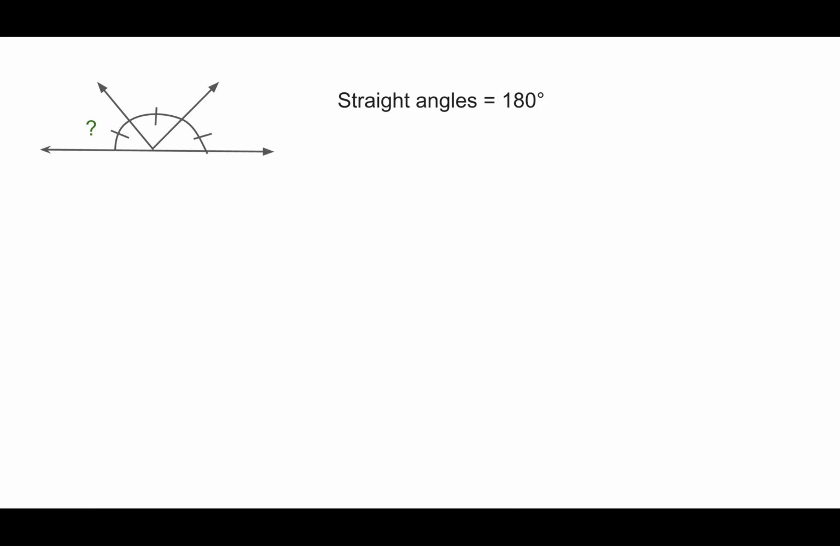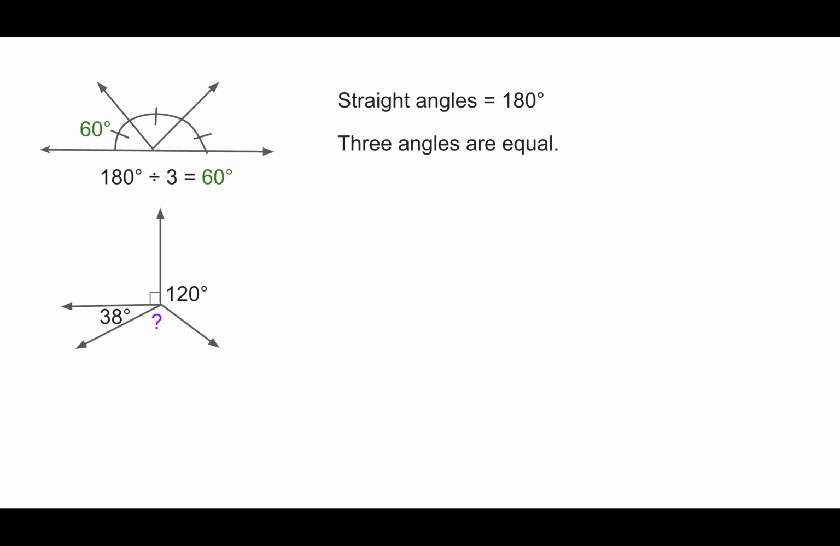This also has a straight angle, and this straight angle equals 180 degrees again. And I also notice that there's three angles, 1, 2, 3, and these angles are all equal. The way that I know that they're equal is they have these tick marks. I divide my 180 by my three angles. Therefore, each angle would equal 60 degrees.